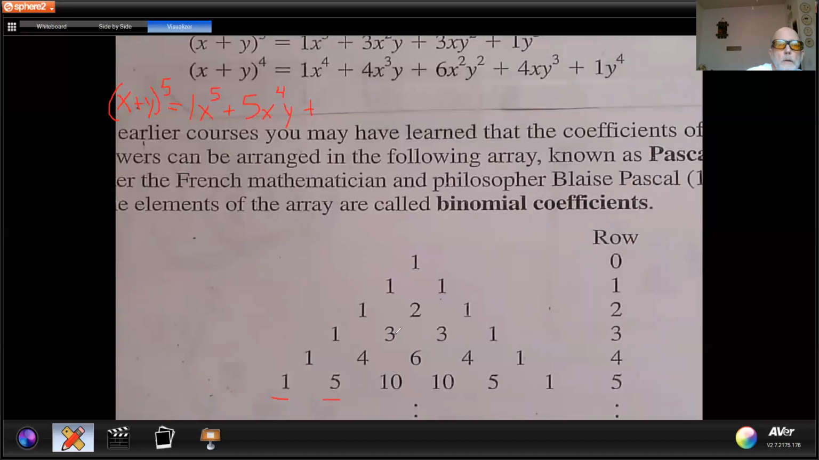What's the next one? Well, according to my list, I have 10. So I would go 10x to the 3, because the x's are going down, 5, 4, 3, and the y numbers are going up. So that's y1. This one has to be y2. Let's do another one. What's the next number? Oh, it's 10 again. Now the x's are going down. What do you think it's going to be? All right, x2, y3.